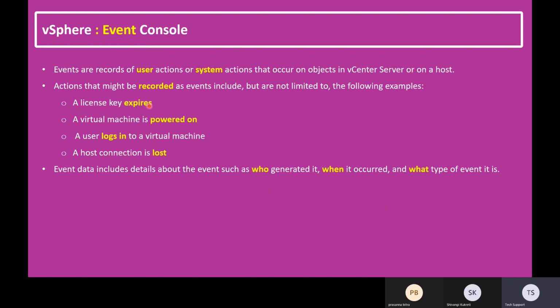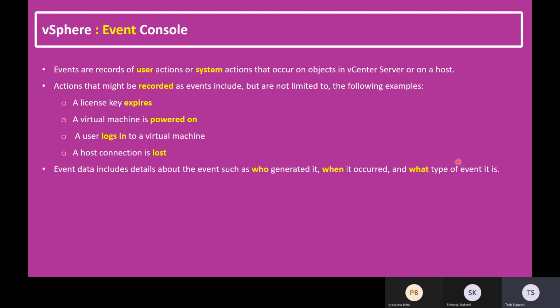What are the most common events? A license key expiring, that information you will find in an event, and a virtual machine powered on. A user logging in to a virtual machine, even user login information is stored in the event console. And a host connection is lost, even if any of the ESXi hosts is not responding, you can find that information from the event console. Event data includes details about the event, such as who generated it, when it occurred, that means the timestamp, and what type of event it is.